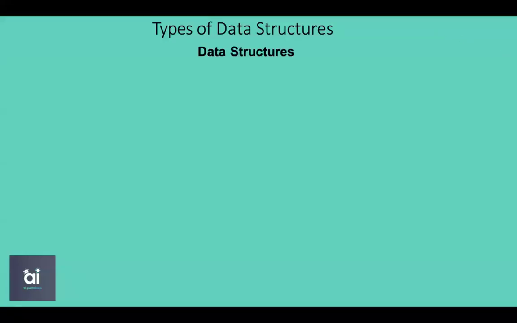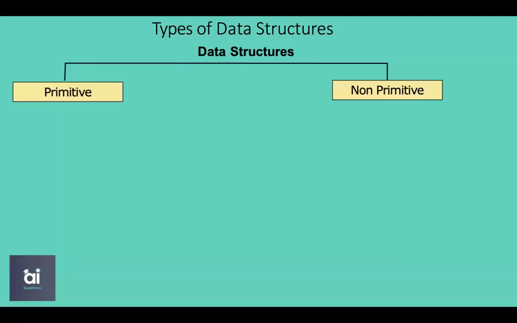In Python, data structures can be classified as either primitive or non-primitive. Primitive data structures are basic data types that cannot be broken into simpler data types, whereas non-primitive data structures are more complex and can be broken down into smaller data types. There are many differences between primitive and non-primitive data structures.